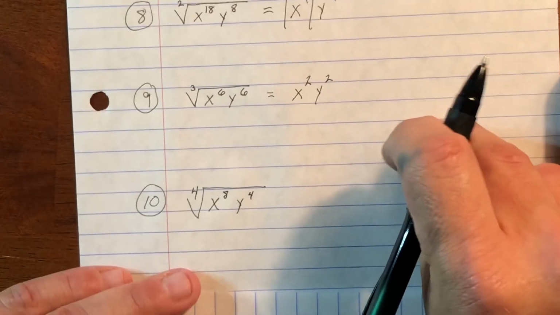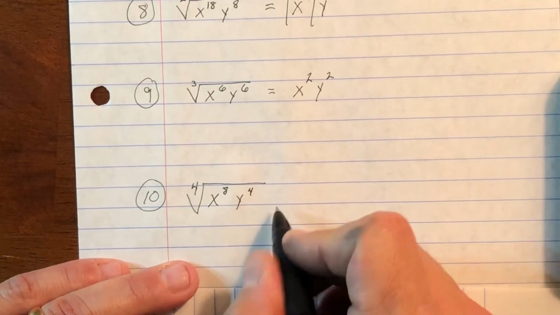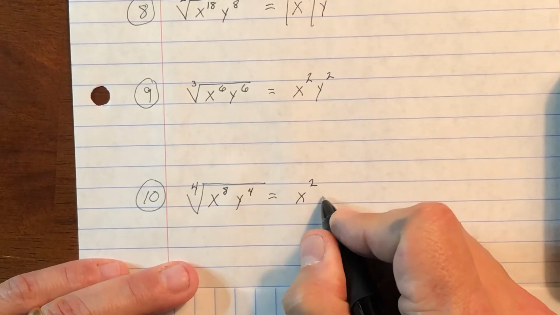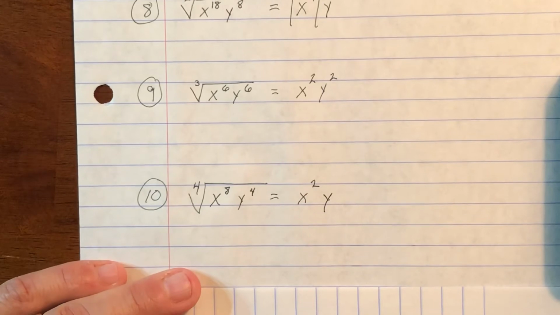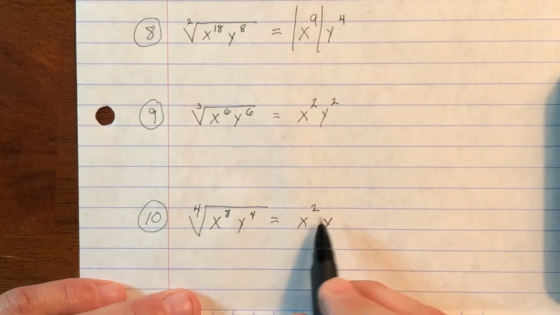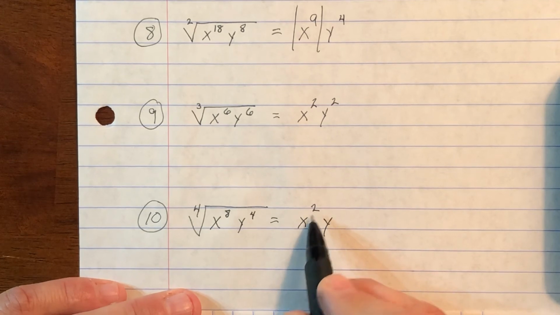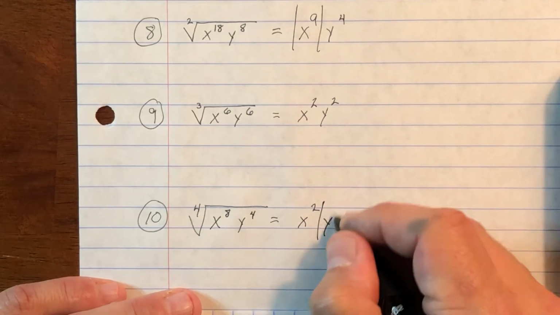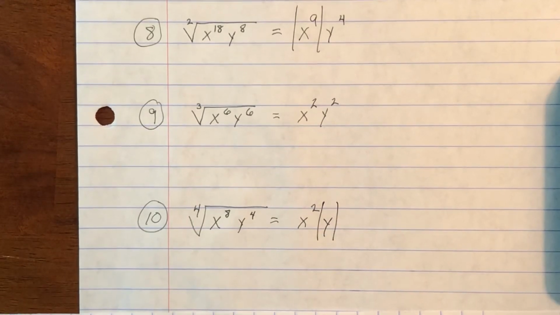One more. 8 divided by 4 is 2. 4 divided by 4 is 1. Do either of those need absolute values? Well, let's see. Even, even, even. Nope, don't need one there. Even, even, odd. Aha, yes you do. You do need them around the y.